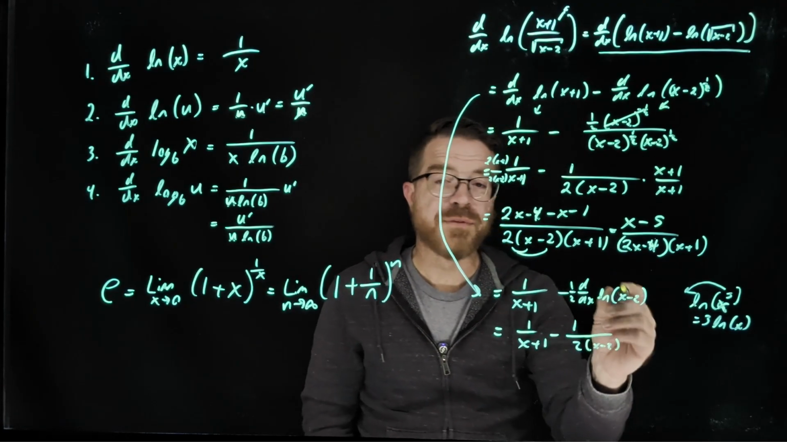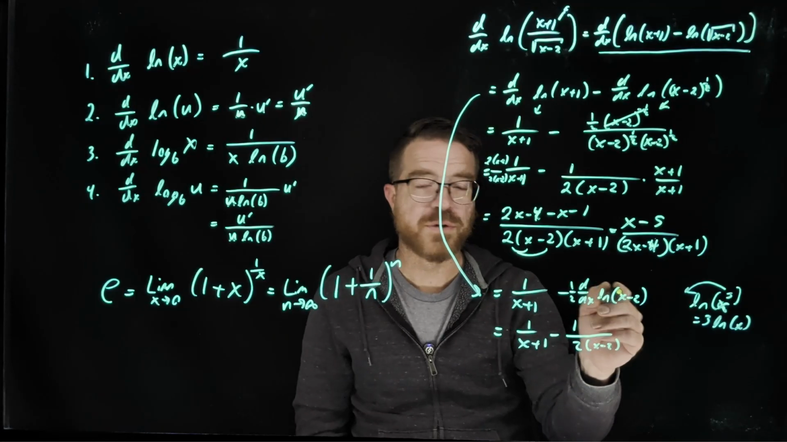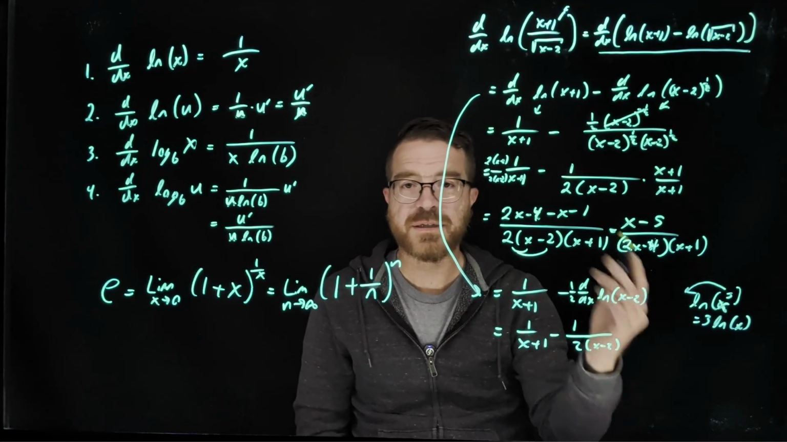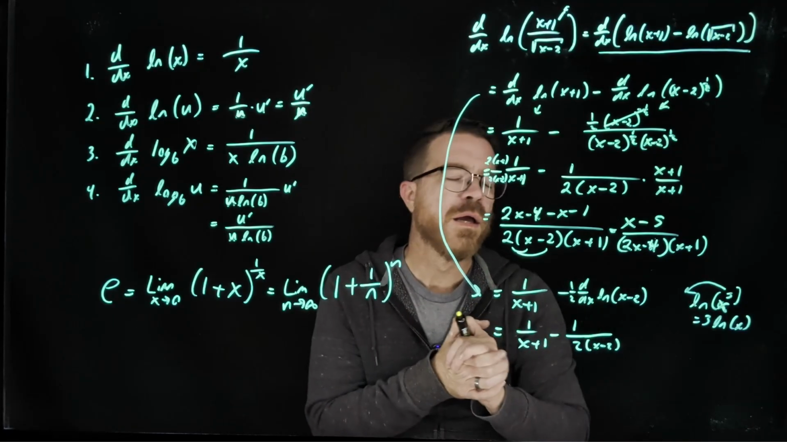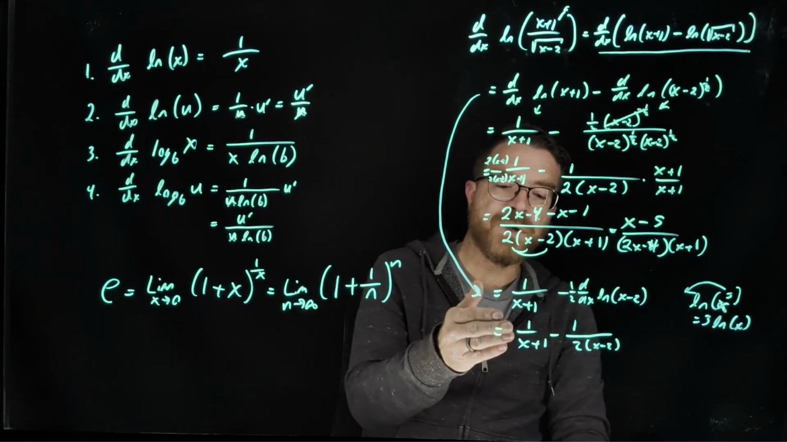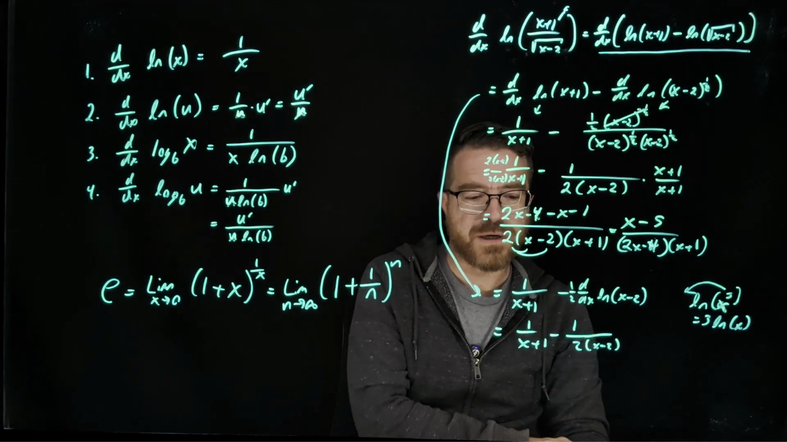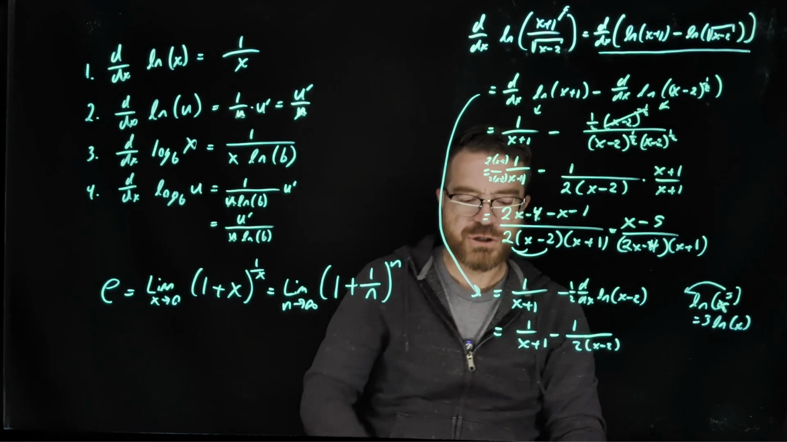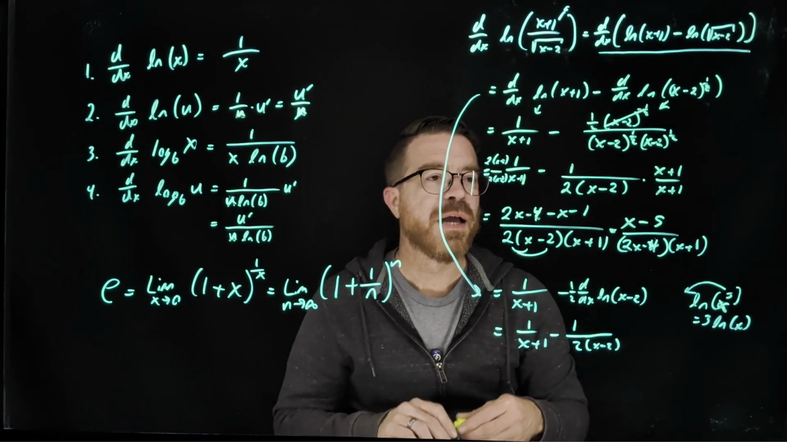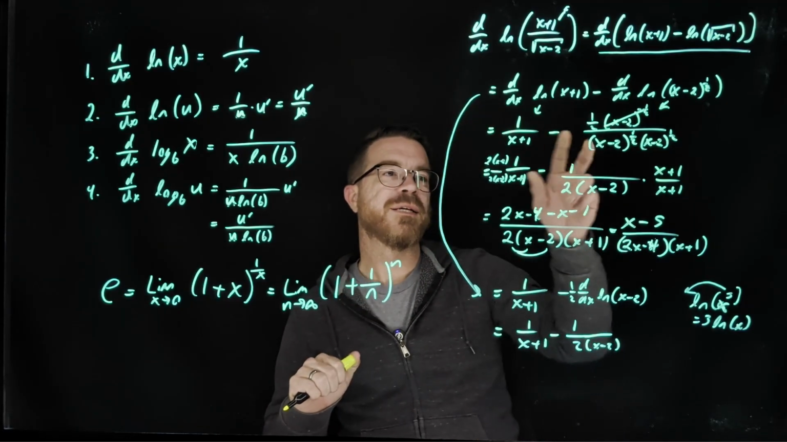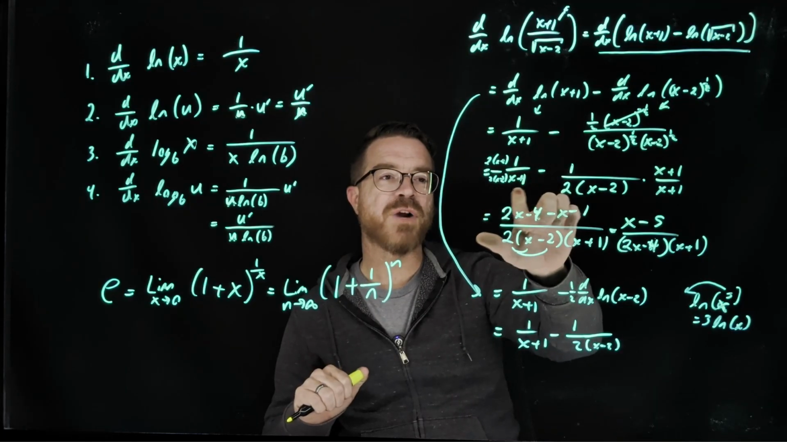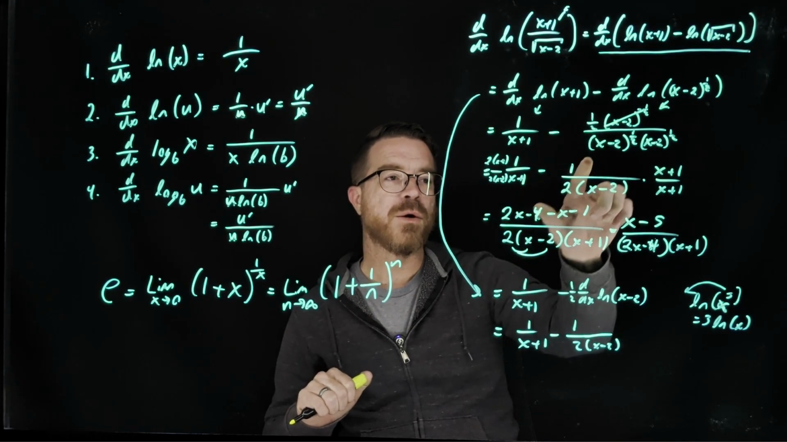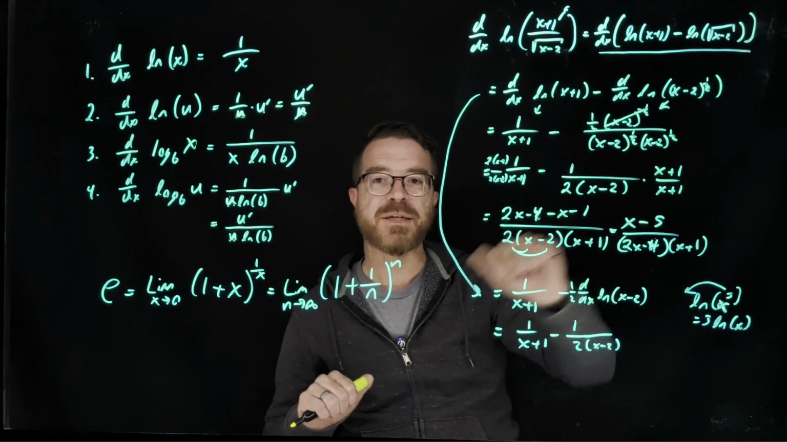And then the derivative of the inside is going to be the derivative of x, which is 1. Derivative of a constant is 0, so it's just going to leave us with 1, right? Because 1 times 1 plus 0. And that leaves us with 1 over x plus 1 minus 1 over 2x minus 2. And if you look at right here, this is exactly what we had before we did our multiplication: 1 over x plus 1 minus 1 over 2x minus 2.